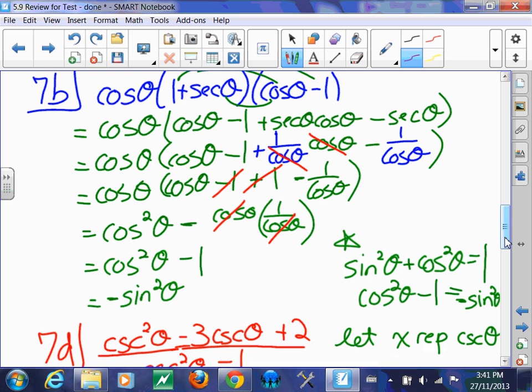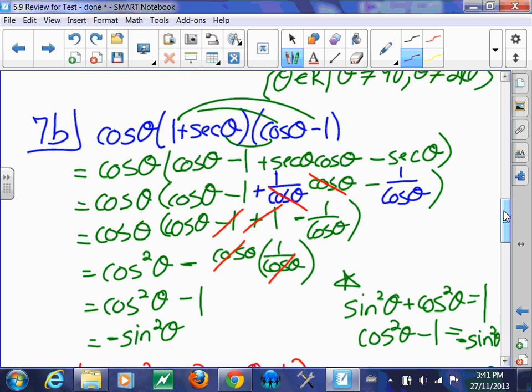All right, taking a look at 7b. Looking at the strategy, ladies and gentlemen, I notice it's already factored, so I'm going to try to expand it and see if I can simplify. Again, I'm going to use FOIL: first, outside, inside, last. Then once I've got my middle expression, I'm going to switch out secant theta to 1 over cos theta. The good news is I see where I can cancel right here. When I cancel, I notice that I've got -1 plus 1, which cancels in itself.